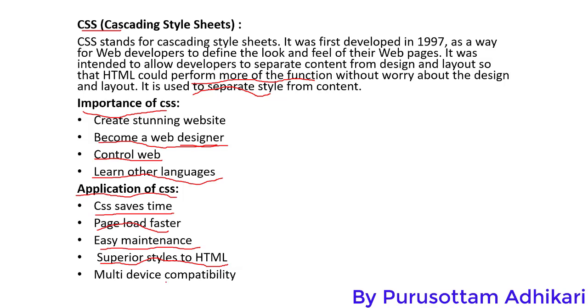Multi-device compatibility. How does CSS apply to multi-device compatibility? A style sheet allows content to be optimized for more than one type of device. By using the same HTML document, different versions of a website can be presented for handheld devices such as PDAs and cell phones, or for printing. These are the applications of CSS.